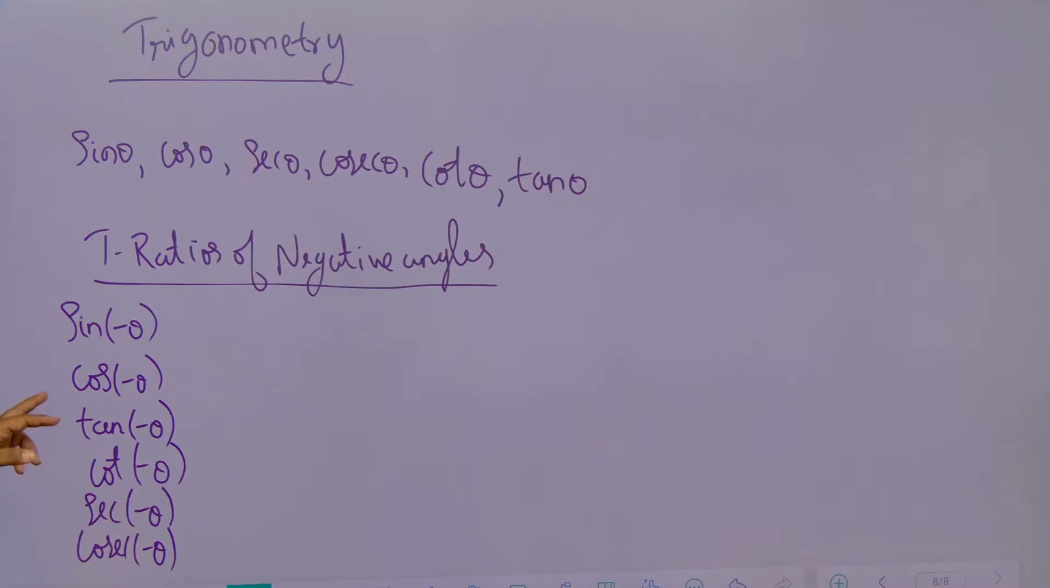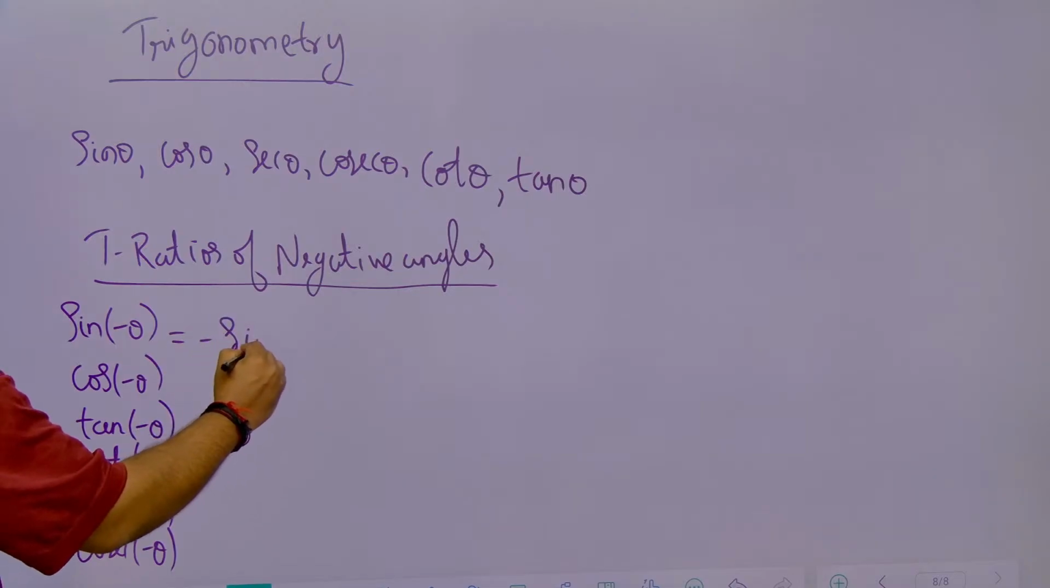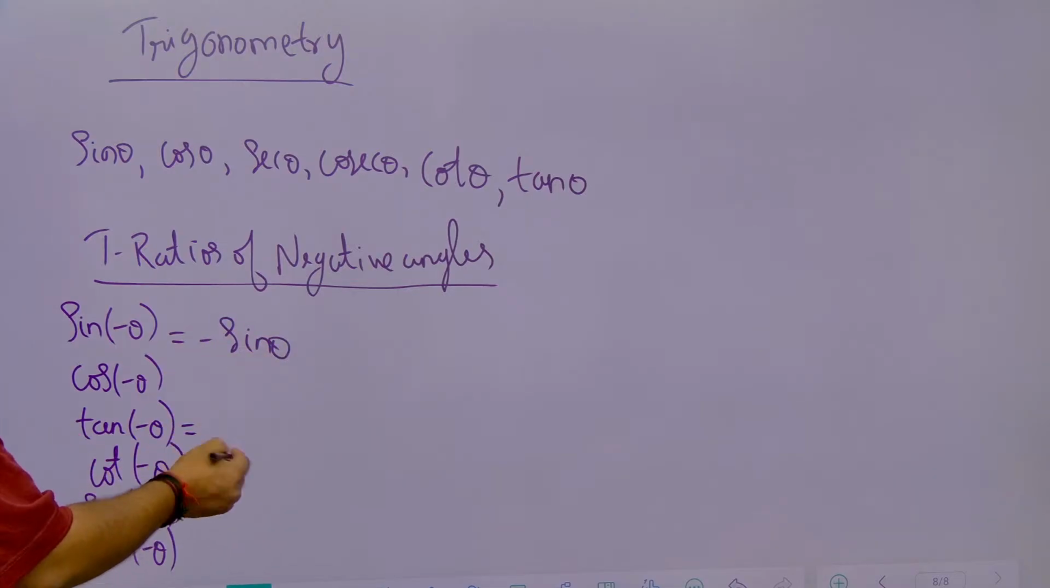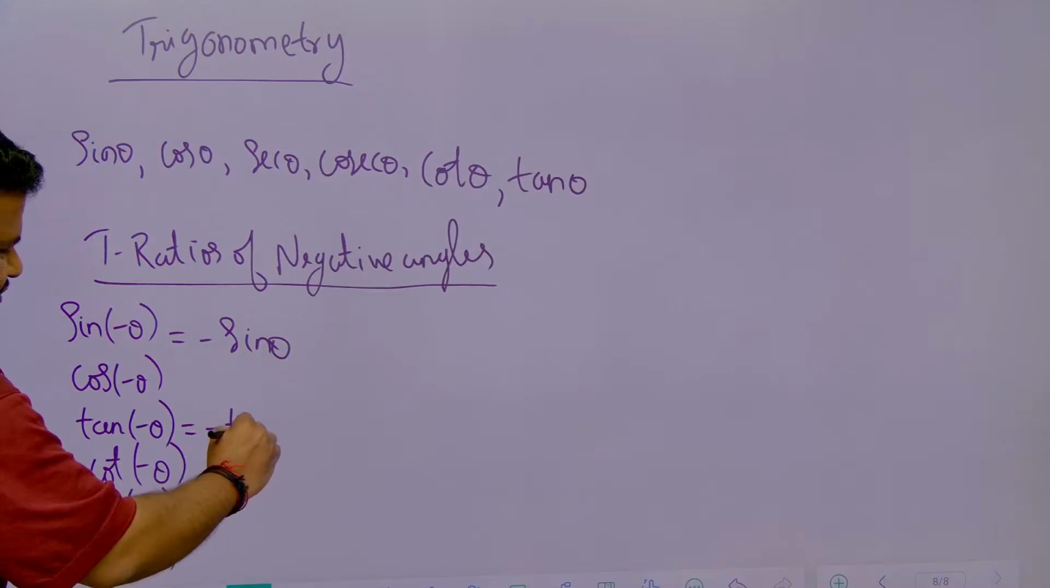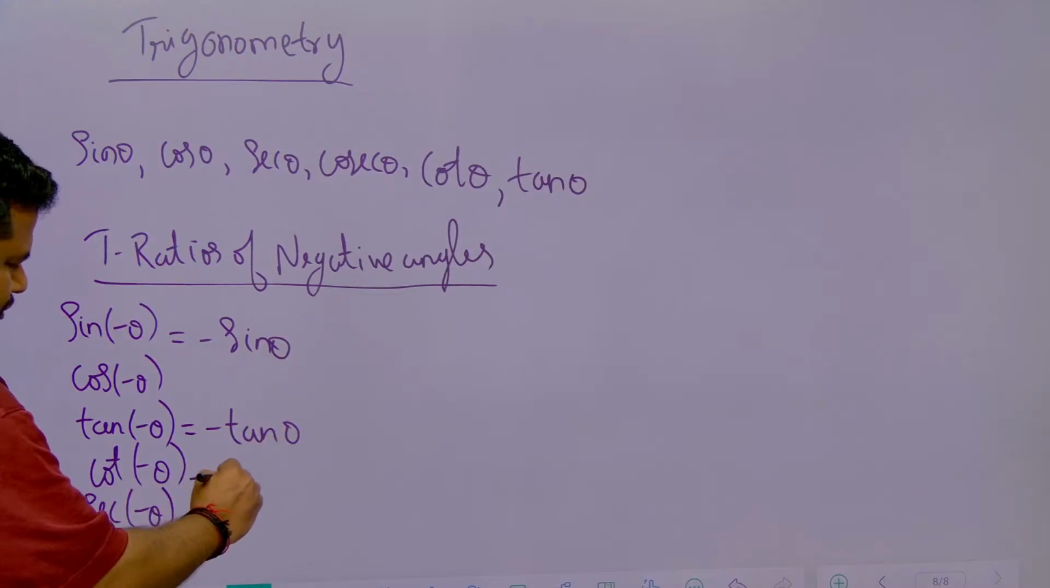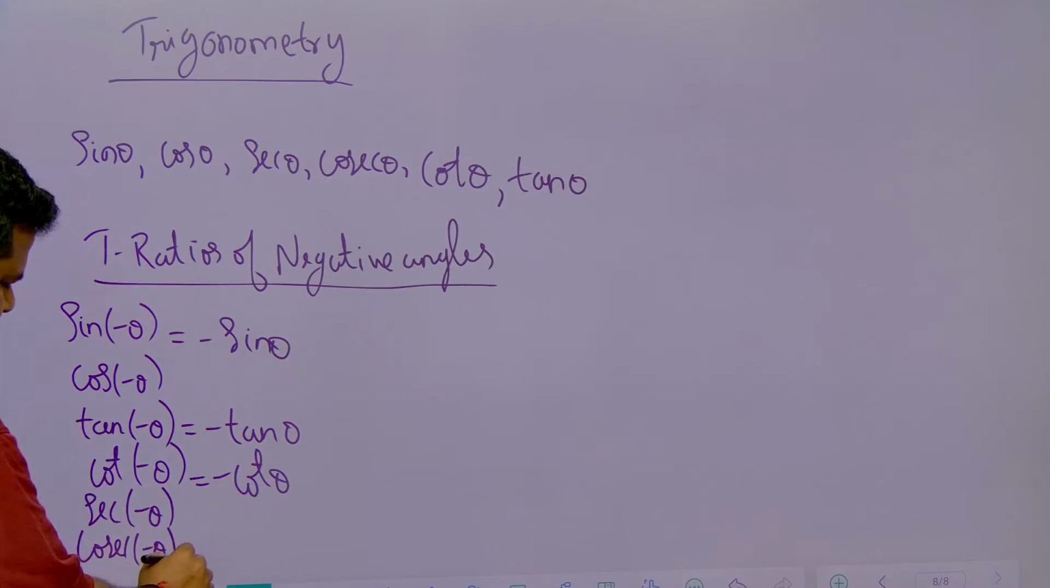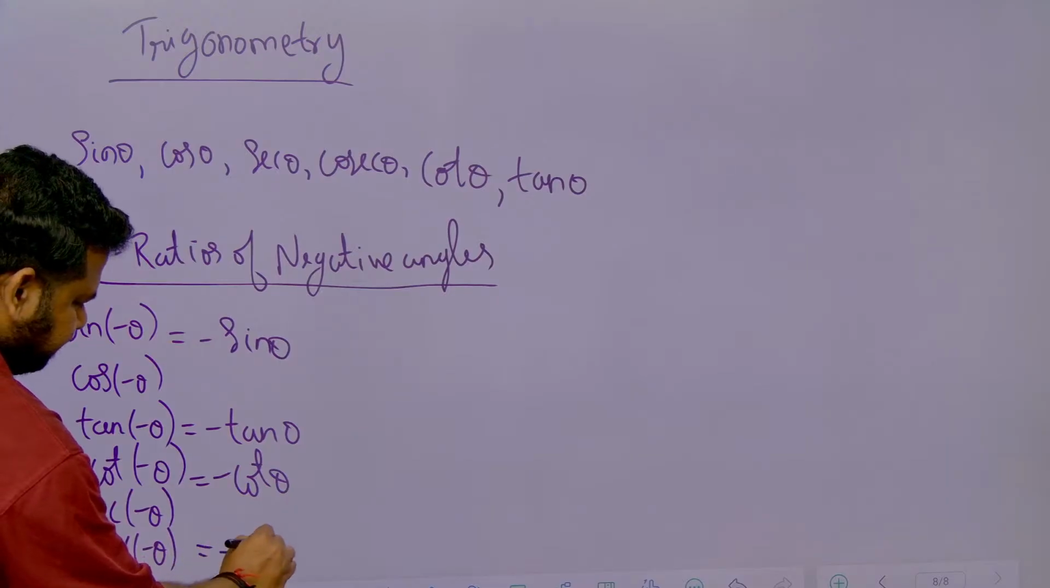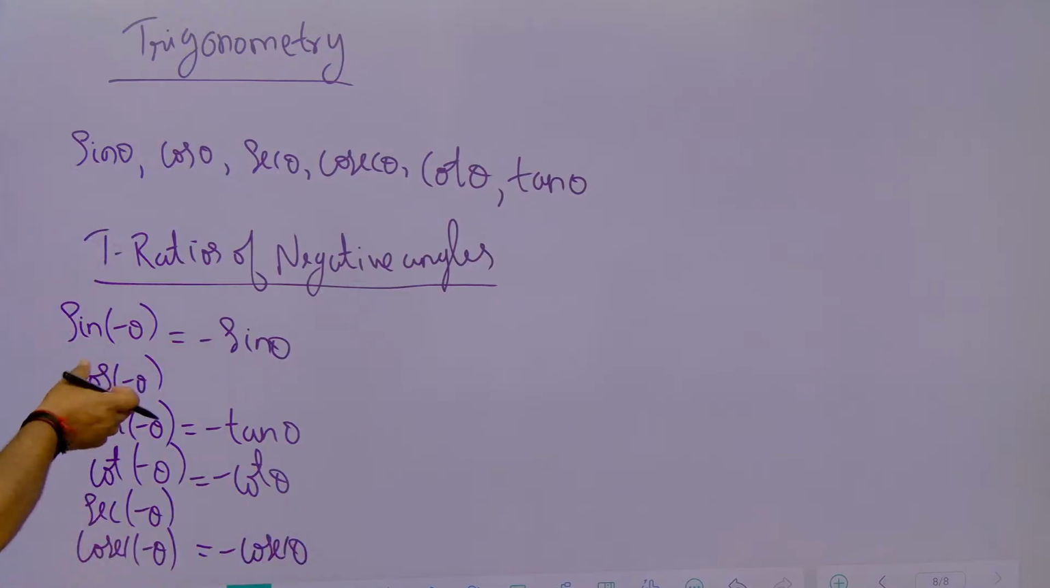It is very simple. Sin of minus theta, tan of minus theta, cot of minus theta, cosecant of minus theta. There are some people, they are like that, they will throw negativity outside. That means sin of minus theta will become minus sin theta. Tan of minus theta, minus will come outside, you will get minus tan theta. This will be minus cot theta, and this will be minus cosecant theta.